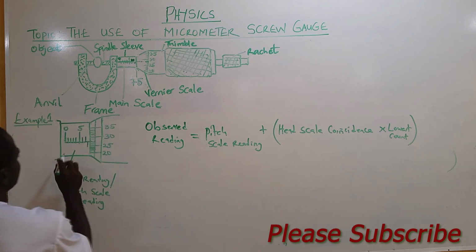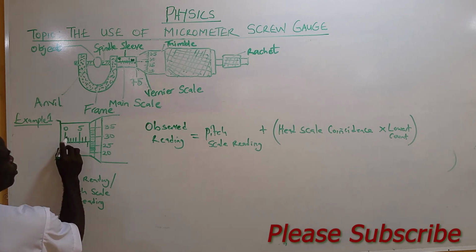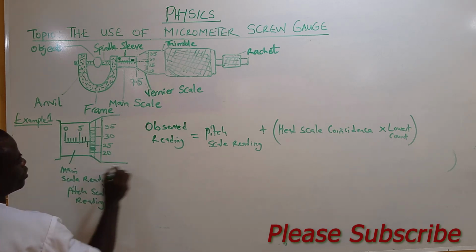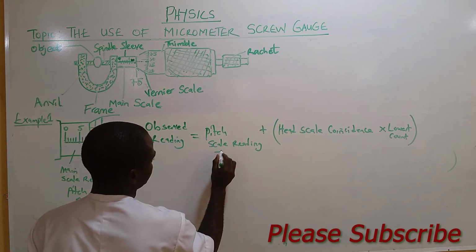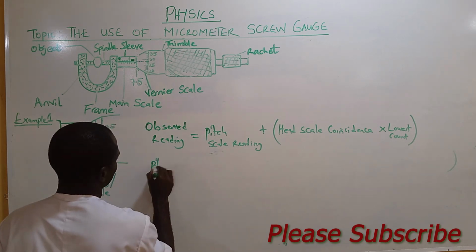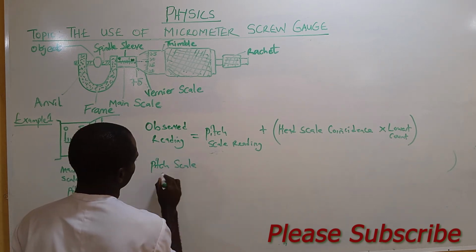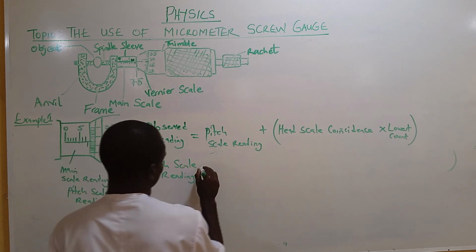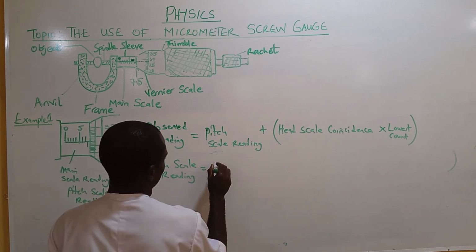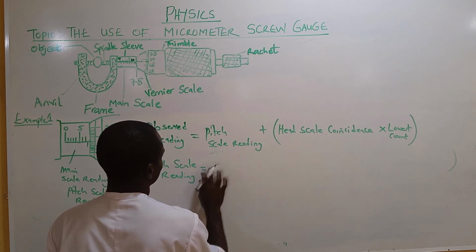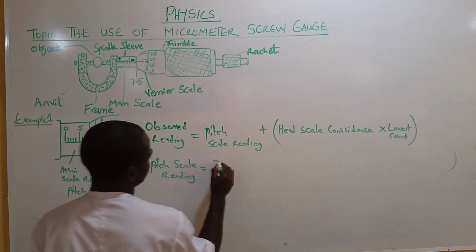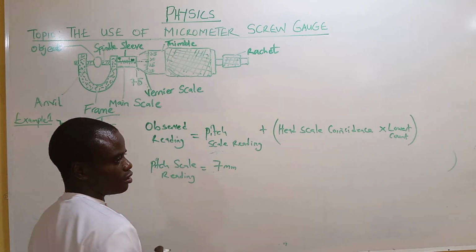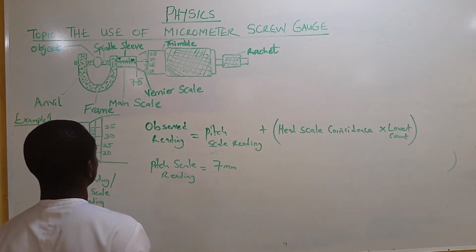Now, in this case, let's see what our pitch scale reading is. The pitch scale reading is zero. They will not put the value on top of 0, 1, 2, 3, 4, 5, 6, 7. We have the 7. The pitch scale reading equals 7 millimeters. It is graduated in millimeters. That's the micrometer screw gauge.